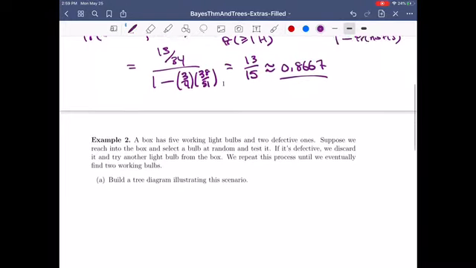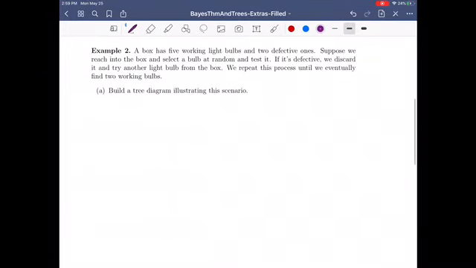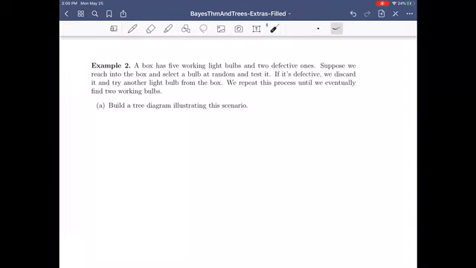Okay, let's try another one. A box has 5 working light bulbs and 2 defective light bulbs. So that's going to give us 7 bulbs total. And we reach into the box and select a bulb at random, and then we test it. If it's defective, so if it doesn't work, we're going to discard it and try another bulb, and we're going to repeat this until we eventually find 2 working bulbs.